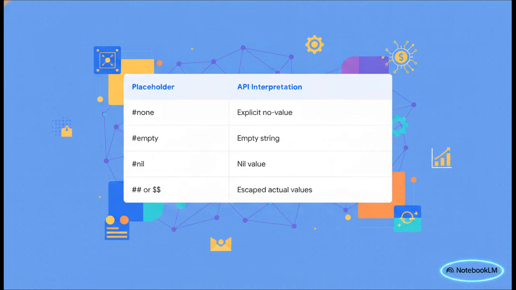But wait, what happens if we don't have a value at all, or if we absolutely need a special character? Well, this is where the API shows how clever it really is. It uses a brilliant placeholder system to maintain that simple CSV structure without crashing. #none explicitly means no value. #empty is an empty string. #nil is a nil value. And if your actual cell value happens to start with a hash or a $ sign, you can elegantly escape it with double characters, like ## or $$. It's just a brilliant way to handle edge cases in simple CSVs without throwing the machine off track.